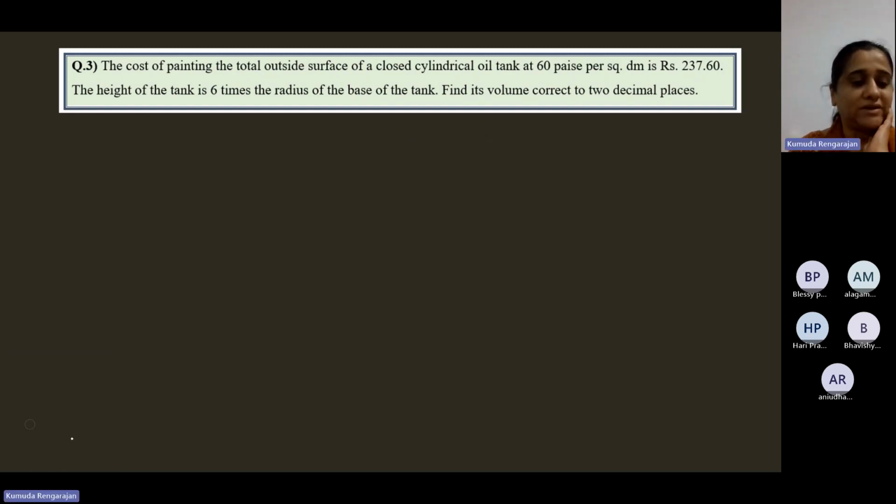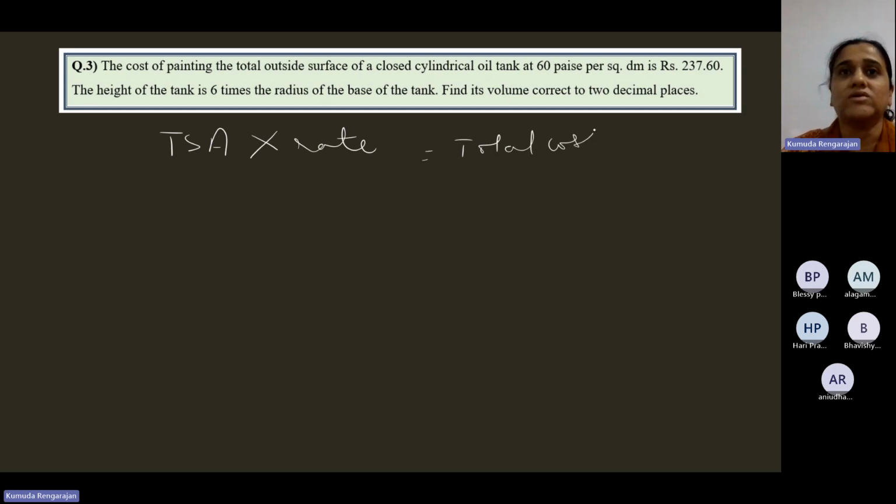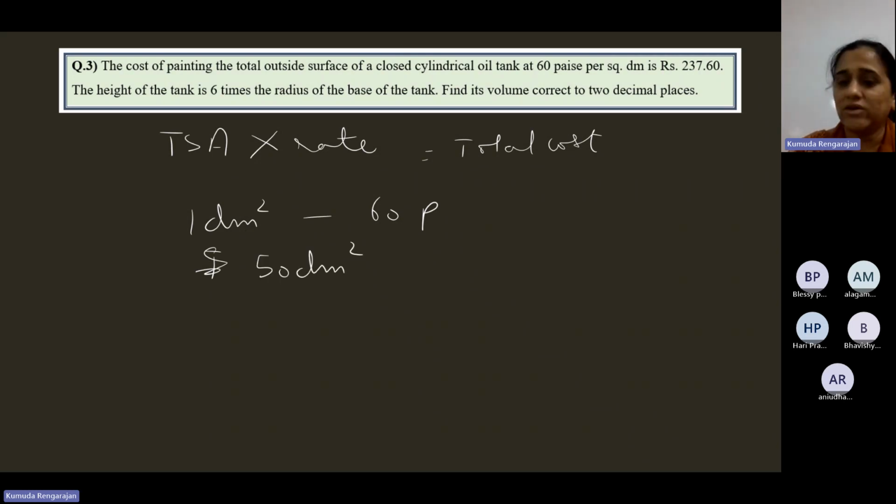Okay, so let me write this again. The total surface area of the tank into the rate will be the total cost. Like 1 decimeter square is 60 paise. Whatever is your total surface area, 1 decimeter square is 60 paise. Supposing your total surface area is 50 decimeter square, 50 decimeter square will be 50 into 60 paise, right?